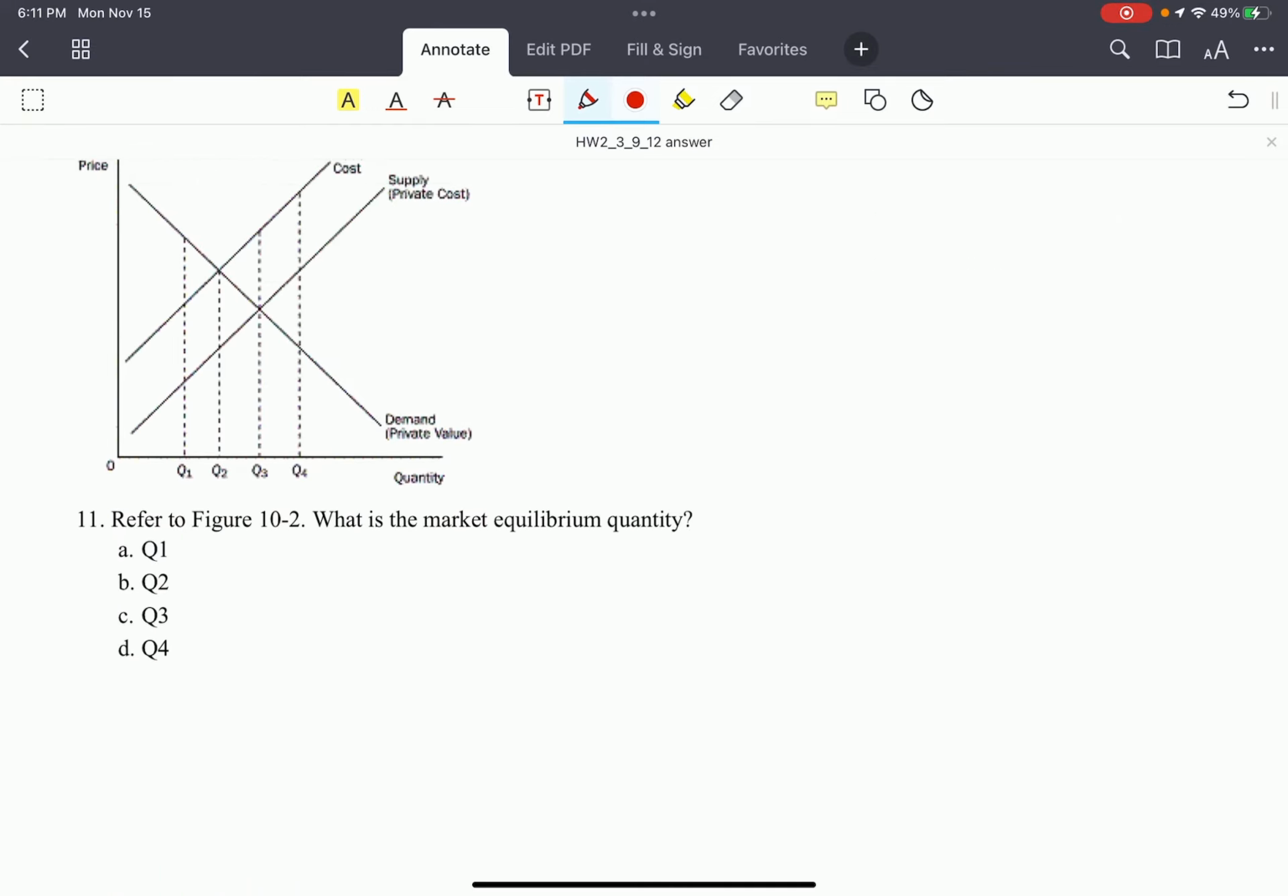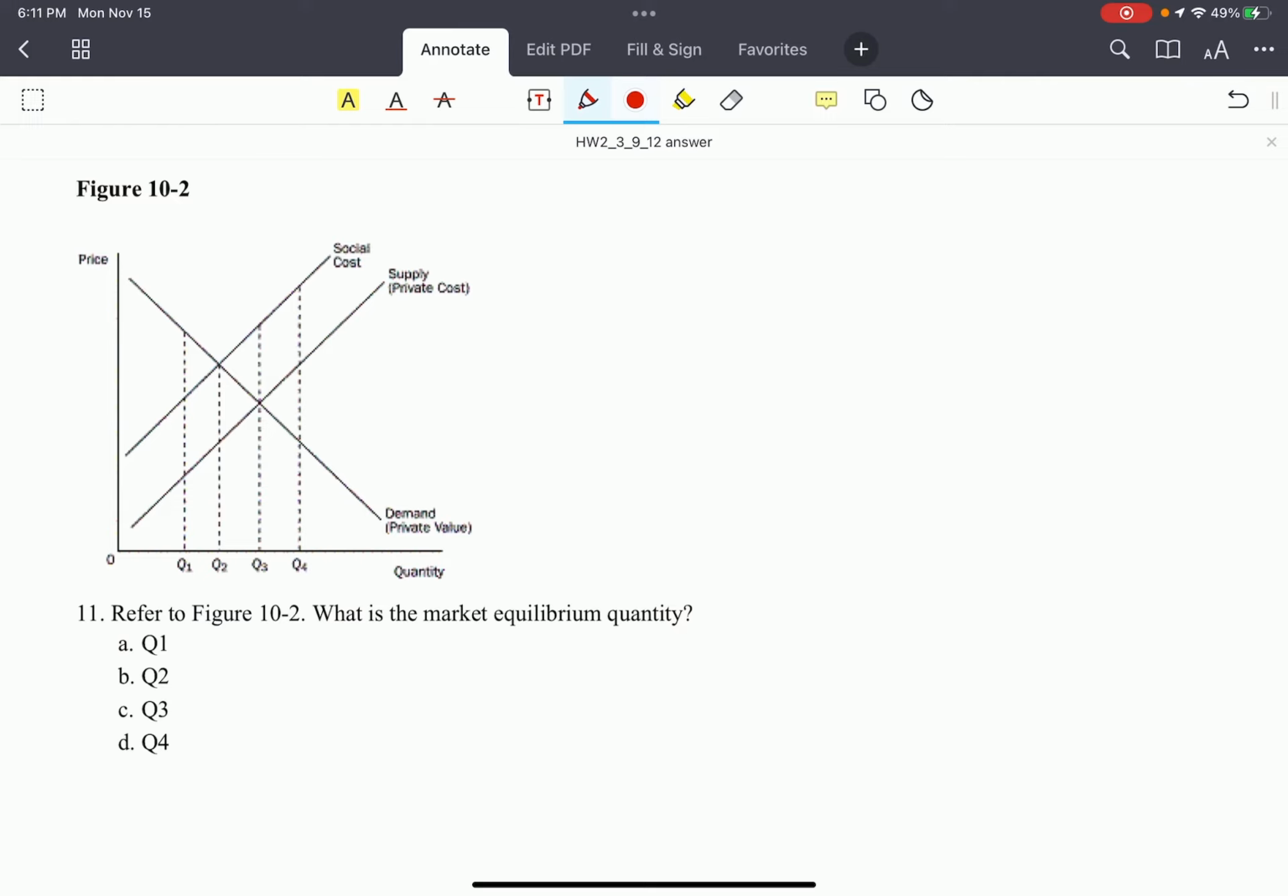Okay, 11th, refer to the picture. What is the market equilibrium quantity? So here we're talking about market equilibrium quantity. We're not talking about socially optimal quantity, which means we should look at the private cost supply curve, right? And in this case, you can see that we should choose Q3 here.